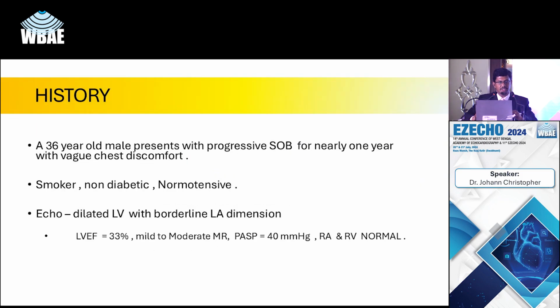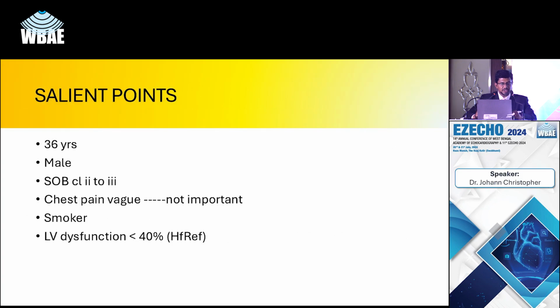So we have this interesting case and case summaries on how we all learn and move ahead. This is a 36-year-old male. He presents with progressive shortness of breath for nearly 1 year with vague chest discomfort. His risk factors include his being a smoker, he's non-diabetic, and normotensive.